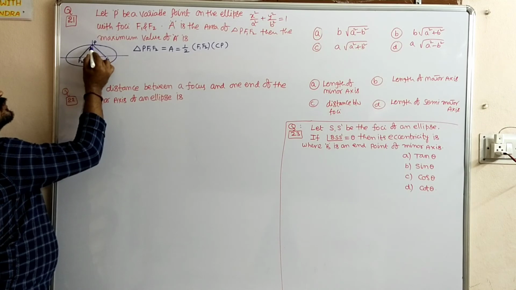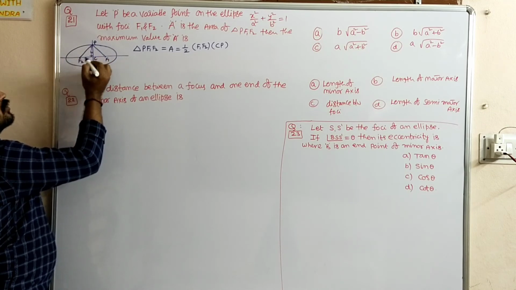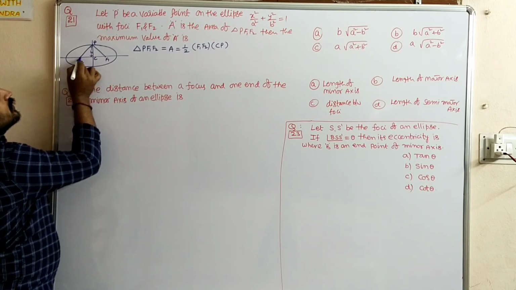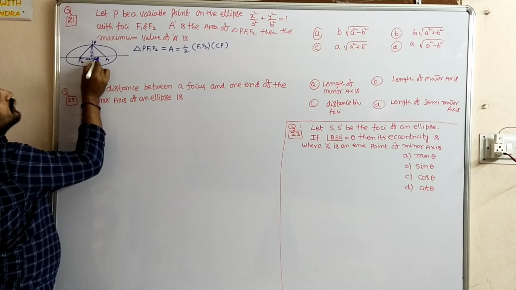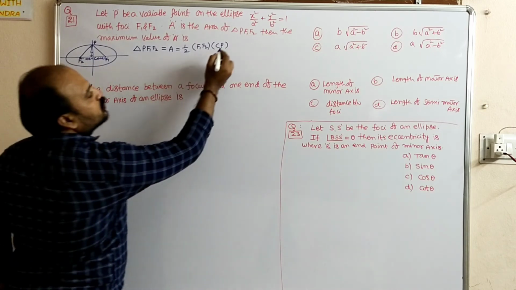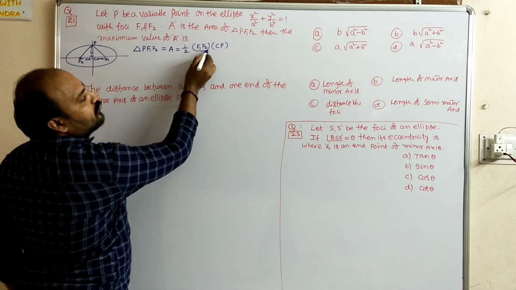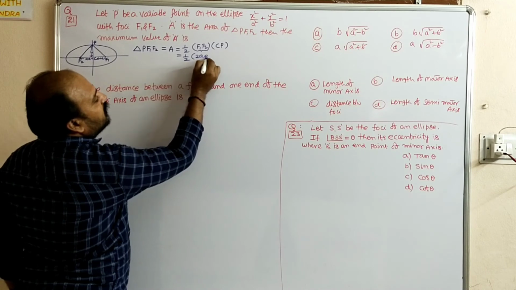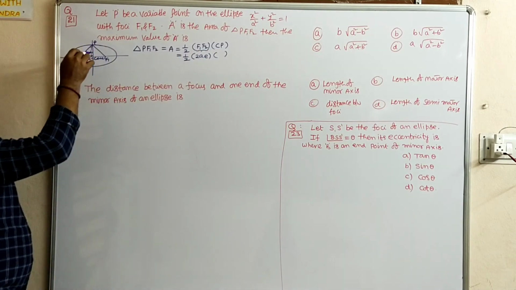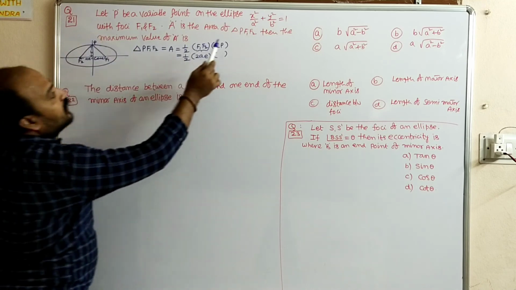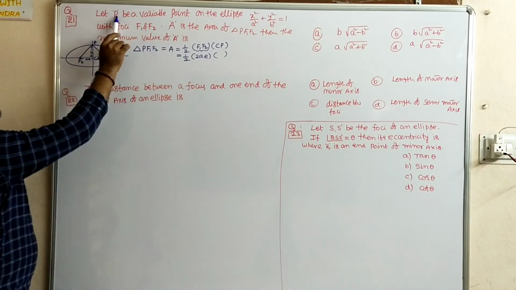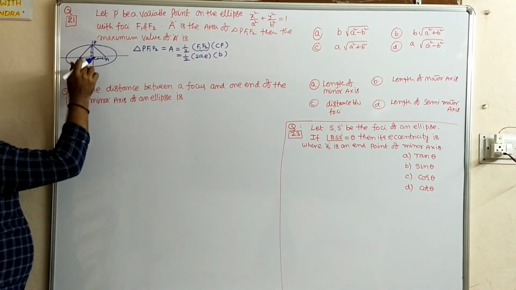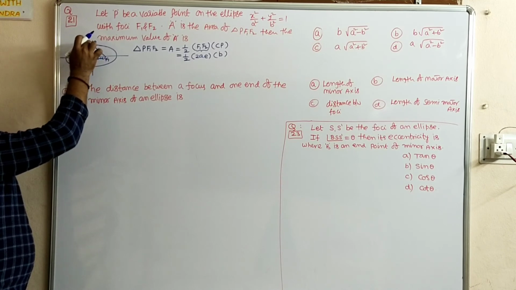Generally, from here to here it is B. And F1 F2, the distance between them, is AE plus AE. So the distance between the foci F1 F2 is 2AE. So half into 2AE into CP, the distance from the center to the minor axis end, which I am taking as the point B.